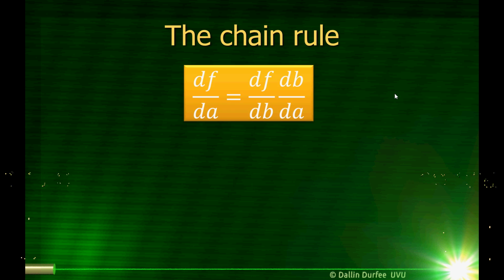All right, another trick you need to know how to do is called the chain rule. The chain rule says that the derivative of f with respect to a is just the derivative of f with respect to b times the derivative of b with respect to a. What is that useful for?